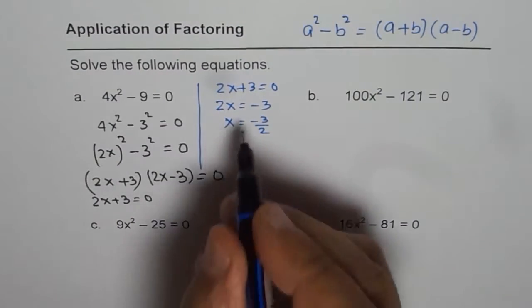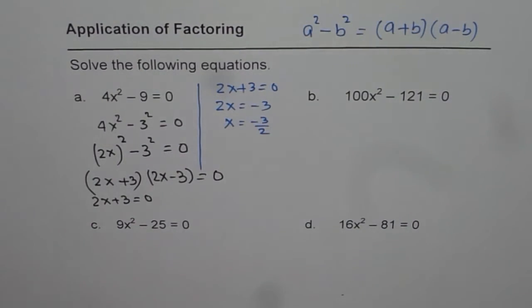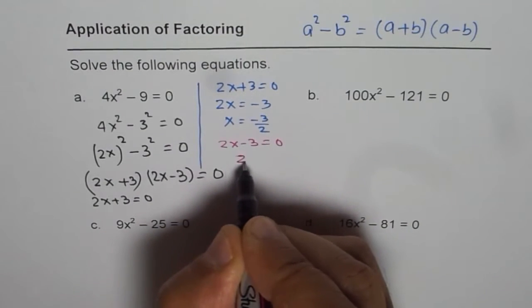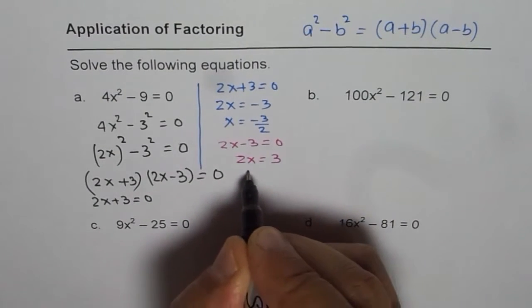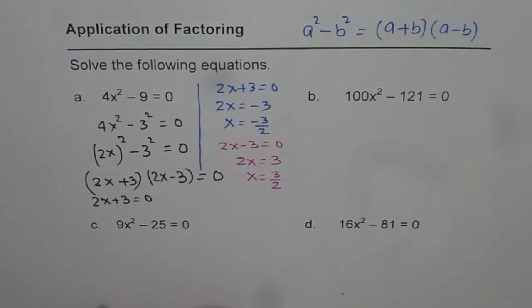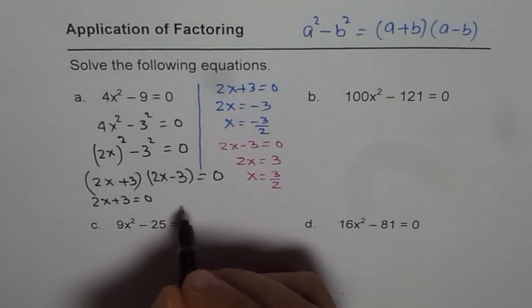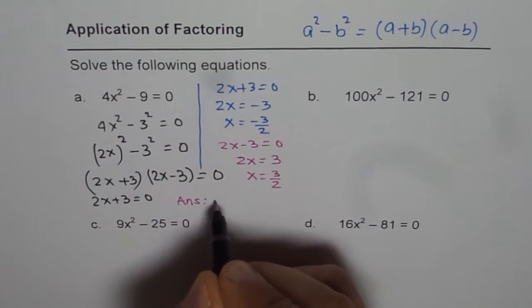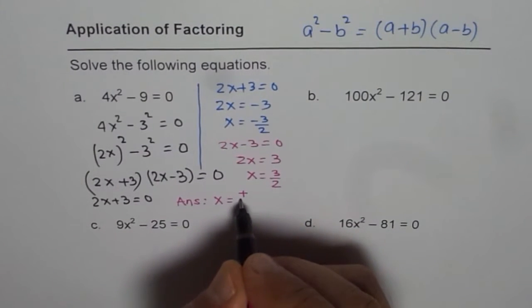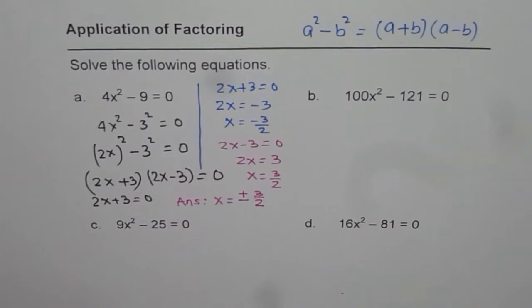Is it okay? So that is one of the solutions. The second one should be 2x minus 3 equals 0. Let's solve that. 2x minus 3 equals 0 means 2x equals plus 3, and dividing both sides by 2, x equals 3 over 2, correct? So that gives us 2 solutions. The solutions are x equals plus 3 by 2 or minus 3 by 2. So let me write this as plus or minus 3 over 2, correct? That is the solution for this question. That's how we solve them.